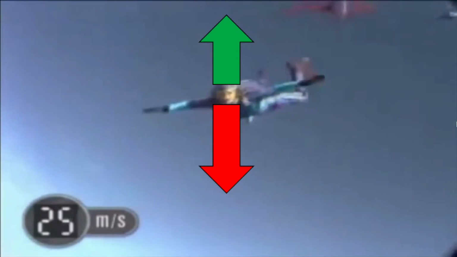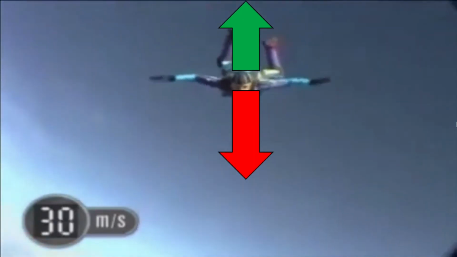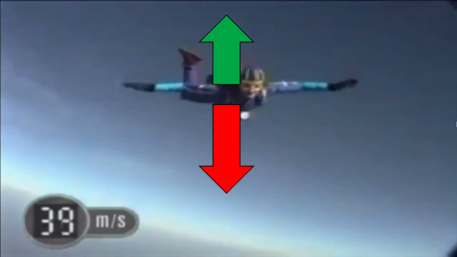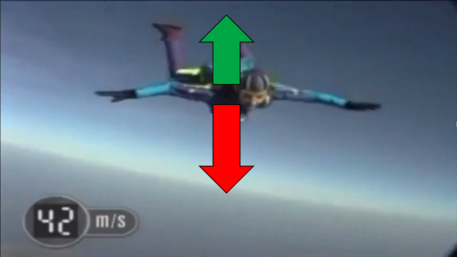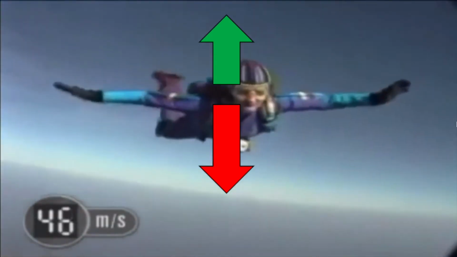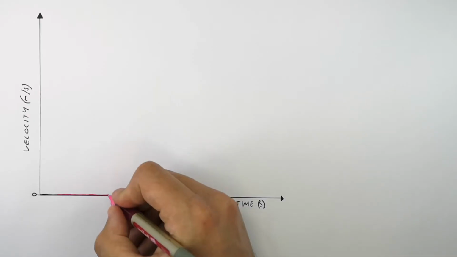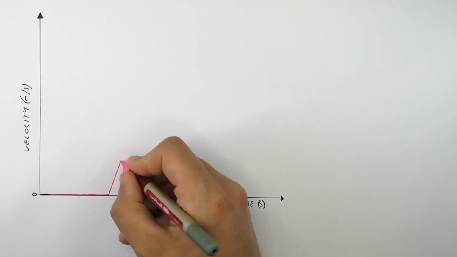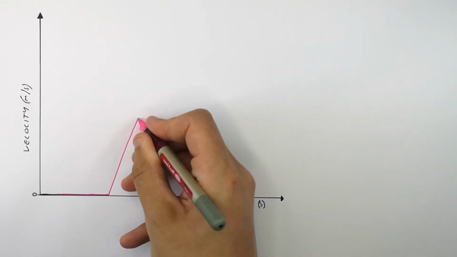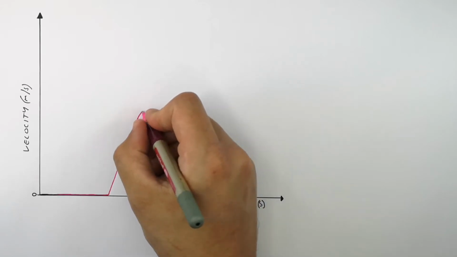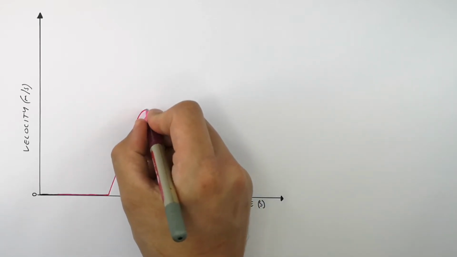As the skydiver increases their velocity, there's going to be an increased force of air resistance acting against their weight, so their acceleration is going to decrease. Their resultant force in a downwards direction is going to decrease. So their acceleration is going to decrease.